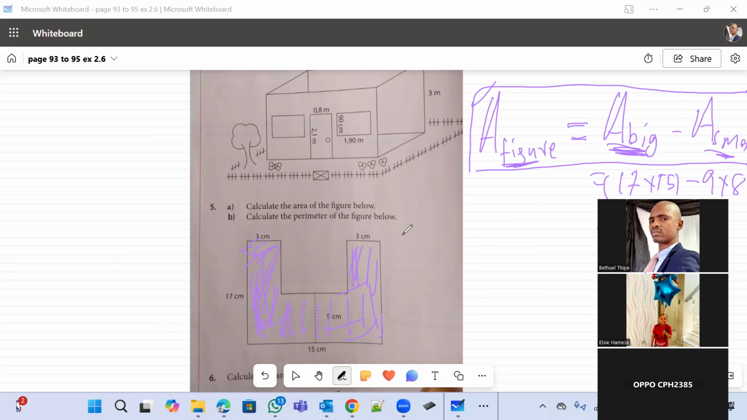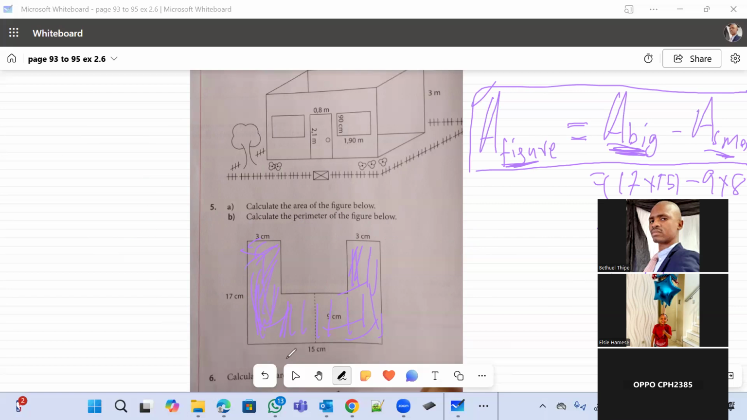Since this looks like a U shape or something, and in the middle it had a 15 centimeter. In my calculation, since it had 15 centimeter, it means 15 centimeter divided by 2 gets 7,5, on both sides. And then my breadth was 17 centimeter. Length times breadth, 7,5 times 17. And then now I get my answer.